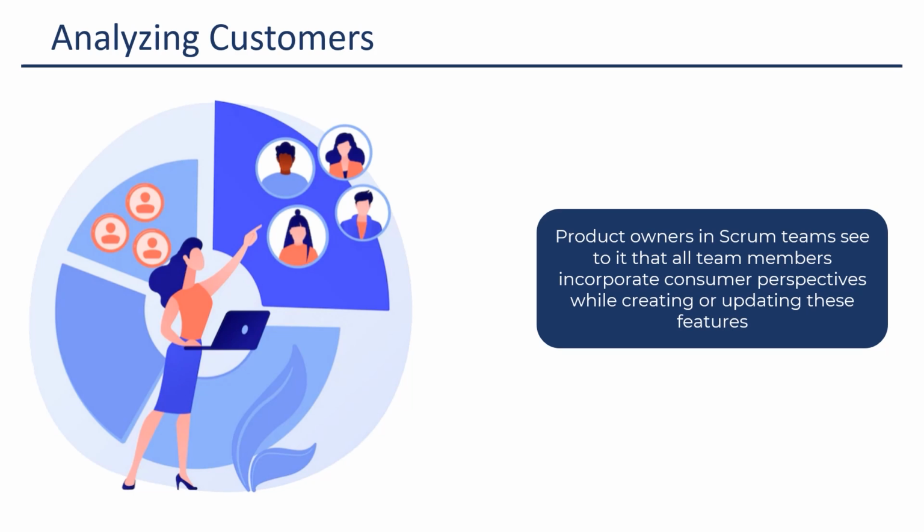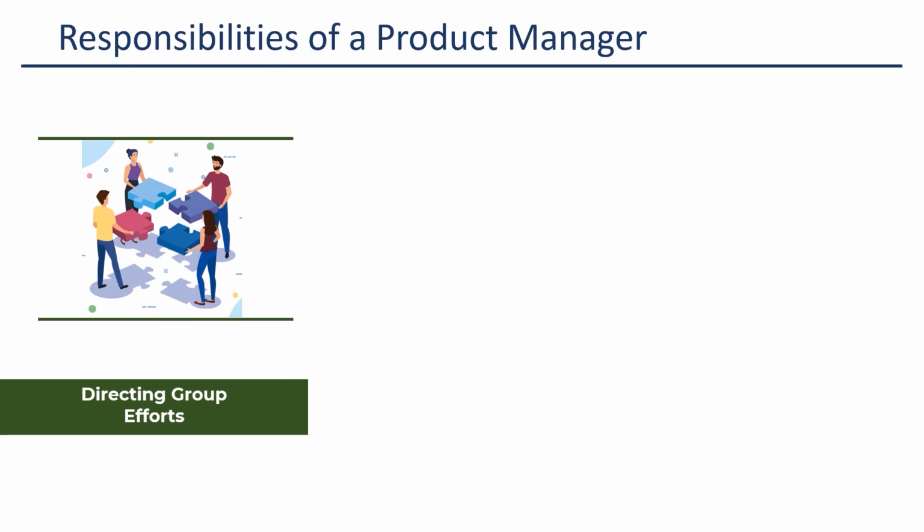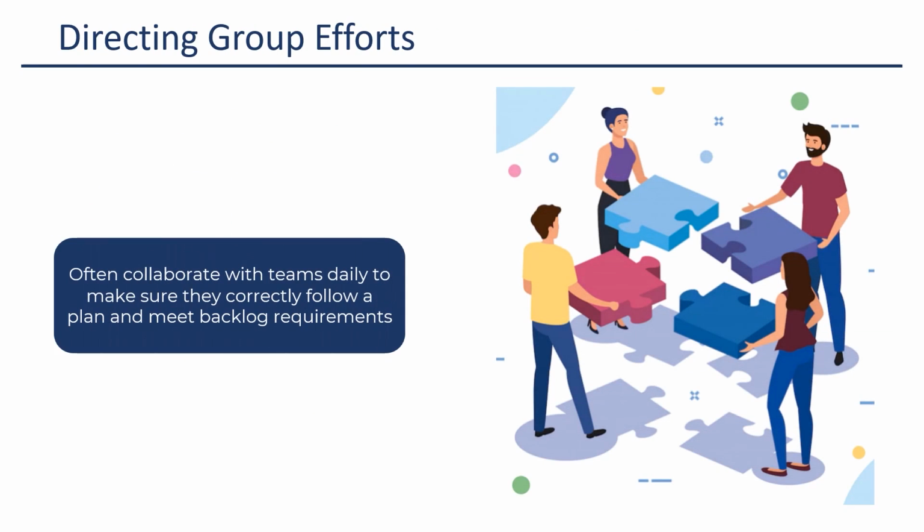Moving forward, the next responsibility of a product owner is directing group efforts. Product owners often collaborate with teams daily to make sure they correctly follow a plan and meet backlog requirements. As a consequence, they could collaborate with product managers to choose the most important features and the most suitable schedule. Additionally, these experts could let designers know what is expected of them and assist them in creating mockups or prototypes.